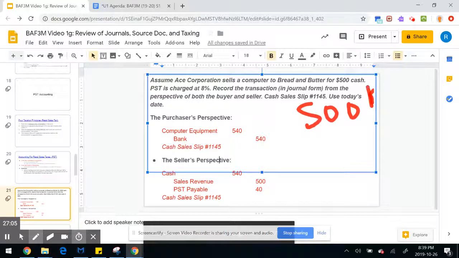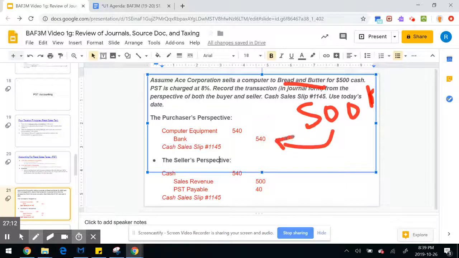So if we're the purchaser of this equipment, so if we are Bread and Butter, since we bought it from Ace Corporation, we just add the 8% PST. So the cost of this computer to us is actually 540. So that's what the computer is worth on our balance sheet. So we debit the computer for 540, and since we paid them cash, we credit bank for 540 because we had to pay them both the 500 plus the PST. So there's no special accounting for PST when it's a purchase. We just simply add the 8% and the numbers change, and that's it.